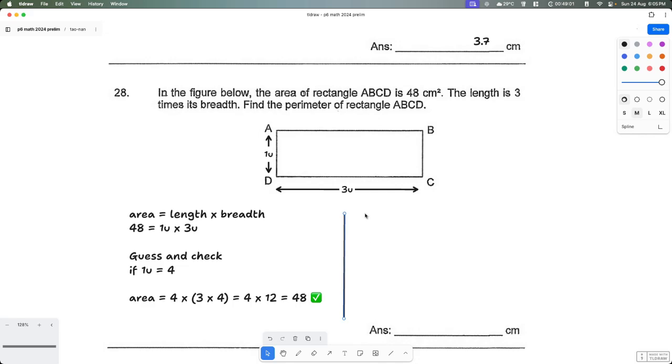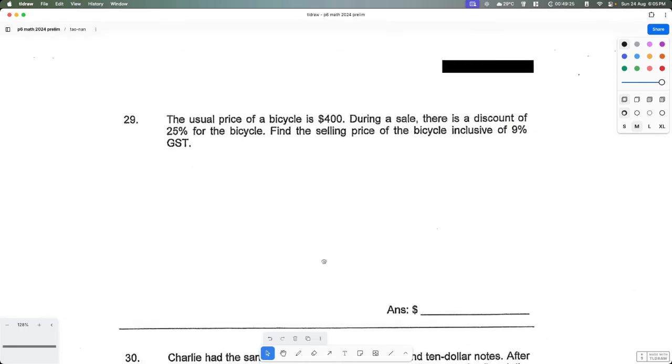So find the perimeter. So perimeter is equal to 1 unit times 2 plus 3 units times 2, which is equal to 2 units plus 6 units, is equal to 8 units. So 8 units is equal to 8 times 4, which is 32 centimeters. Right, there you go. So the answer is 32. Okay, let's move on to question 29.